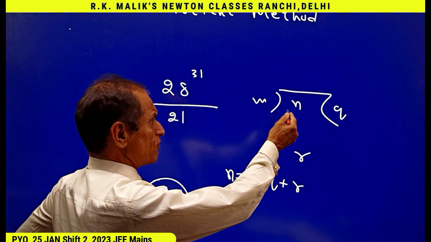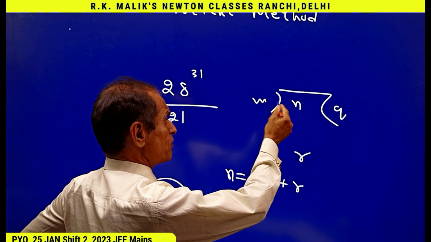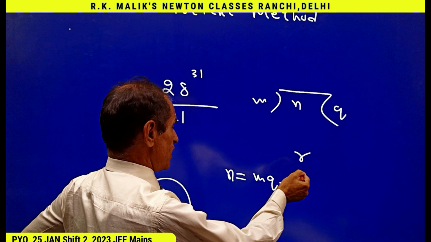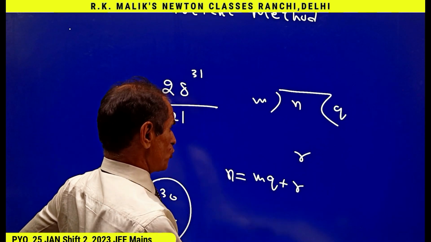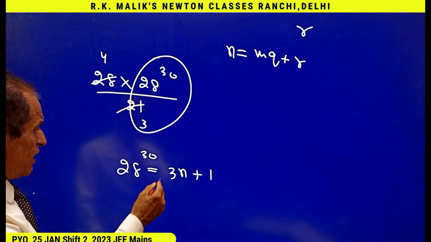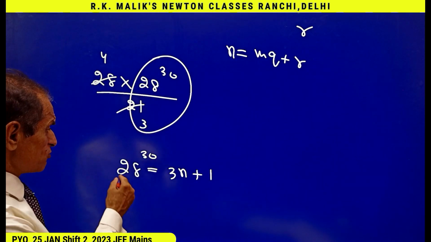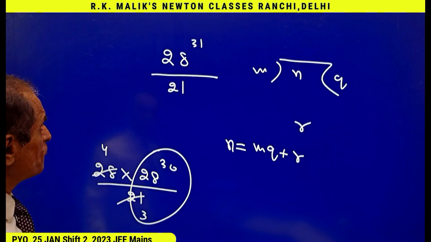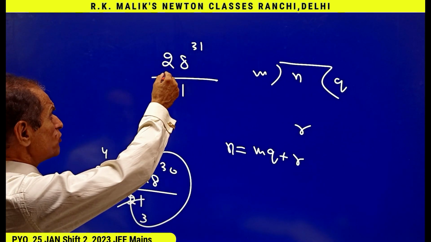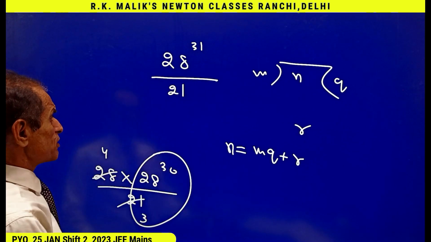Just now I told you that when n is divided by m, quotient is q, remainder is r, it means n is equal to m into q plus r. And n is the quotient when this is divided by 3. And that's why I have got this thing. But my question was when 28 to the power 31 is divided by 21.